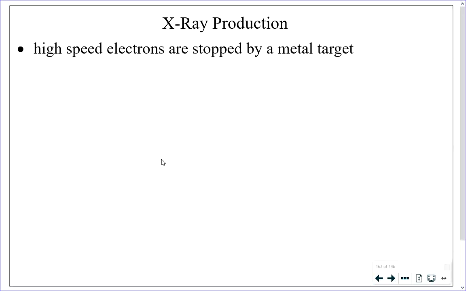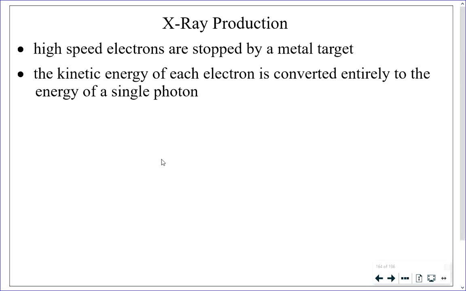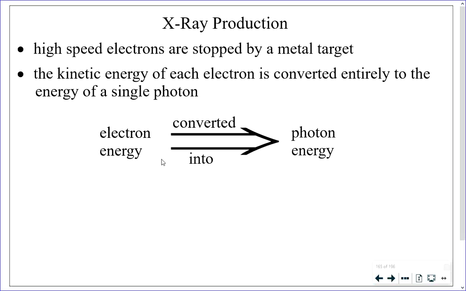We're going to talk now about X-ray production, which is actually the exact opposite of the photoelectric effect. What you need to remember for X-ray production is that high-speed electrons being stopped by a metal target produce X-ray radiation because each high-speed electron loses all of its energy and a single photon is created in its place. So what's happening is an electron energy is being converted to a photon energy.